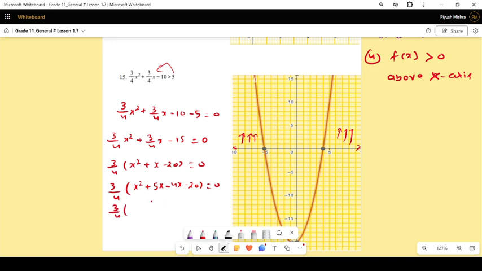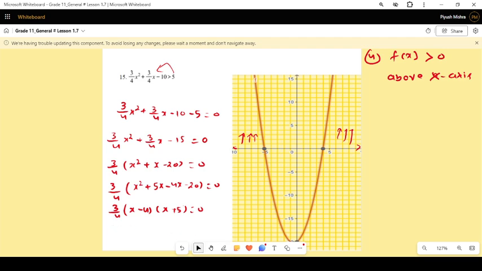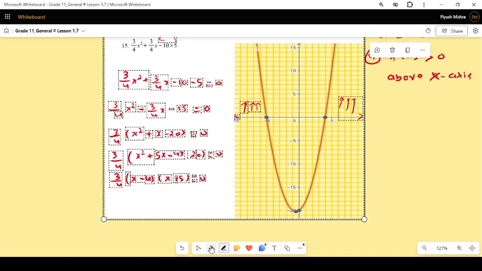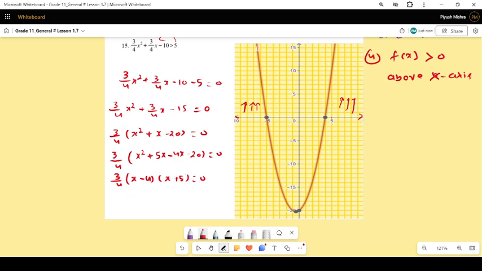Solve it further. So 3 by 4, I'm closing this bracket. In one bracket x minus 4 will come, and in another bracket x plus 5 will come, is equal to 0. Because 3 by 4 cannot be equal to 0, this implies I can write either x minus 4 is equal to 0, or x plus 5 is equal to 0. So from here x is equal to 4, or x is equal to minus 5.